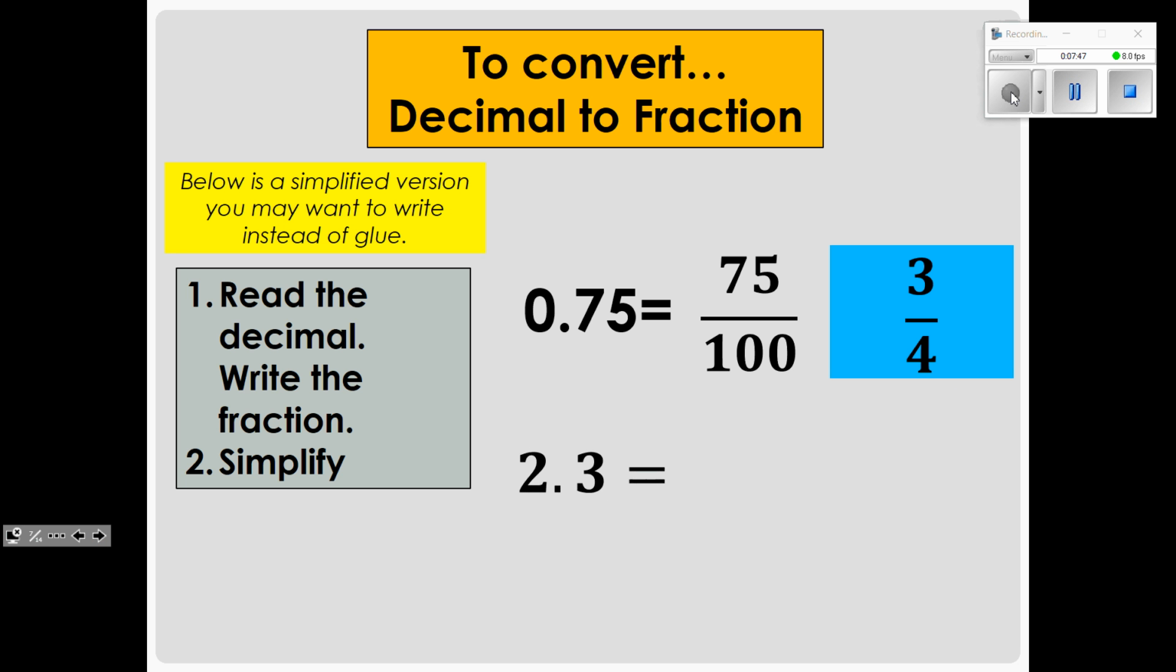This reads as 2 3/10. This is in the tenths column, so we read it 2 3/10, 2 wholes and 3/10. Whatever comes before the decimal is just a whole number right here. 2 3/10 is already simplified, so we're finished.